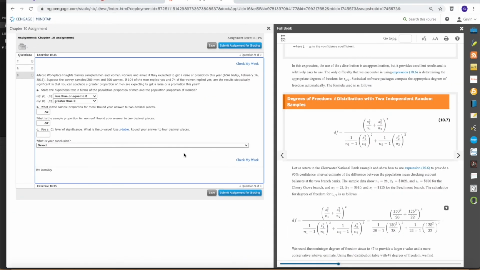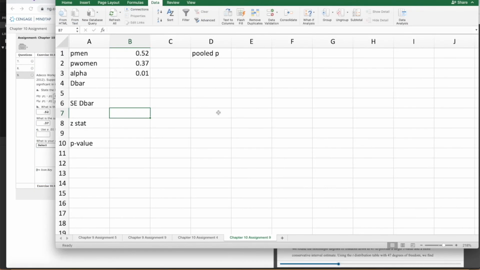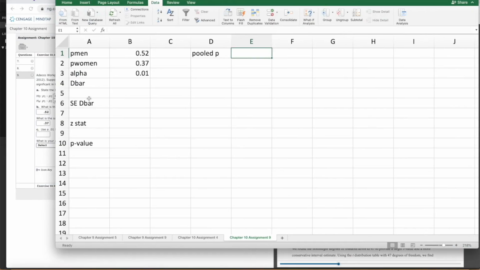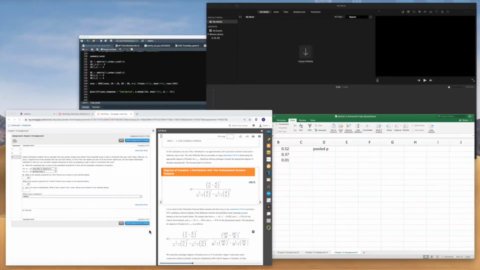What is the p-value? Round your answer to 4 decimal places. All right, well, we need a bunch of stuff for that. Pooled p. One of the reasons I wanted to show you this one is because you have to use a special formula. Notice that the null hypothesis says our two proportions are equal, and we build our standard error assuming the null hypothesis is true. So we have to use the special pooled p formula.